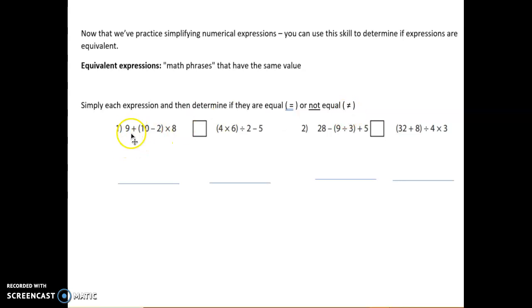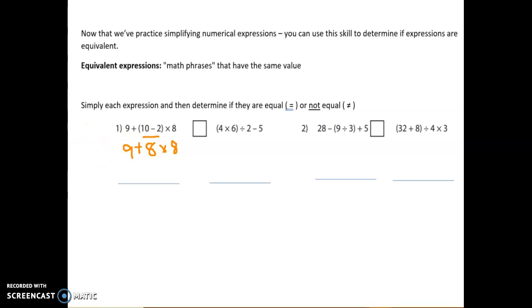So taking a look at example number 1. We have 9 plus the quantity 10 minus 2 times 8. So again, working through this problem, we have parentheses here first. So we are going to simplify this portion first. So we have 8 as our answer. And then we have times 8, and then we have plus 9.